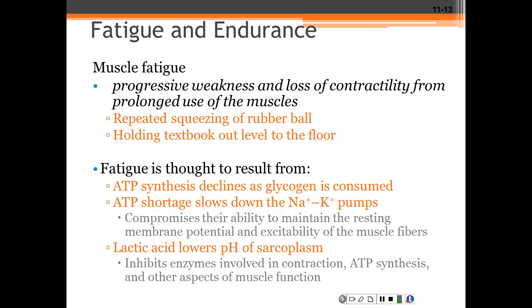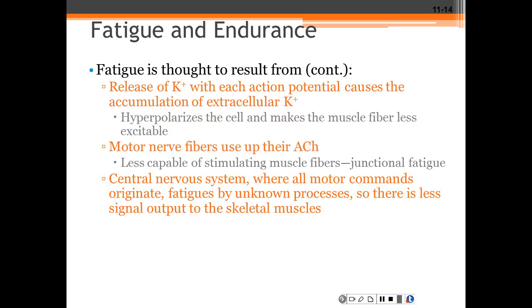Then we have ADP accumulation and phosphate accumulation. This is the growing pool of ADP plus the phosphate generated by ATP hydrolysis, and it slows down the cross-bridge cycling mechanism. Then we have lactic acid accumulation. While it has long been thought that the lactic acid contributes to fatigue by lowering the pH in the muscle fibers, many now contend that muscle fatigue is independent of lactic acid. Then we have fuel depletion. As muscle glycogen and glucose levels decline, less ATP is being synthesized.